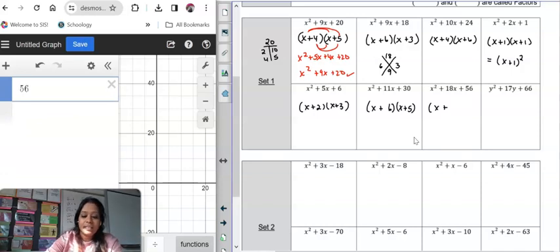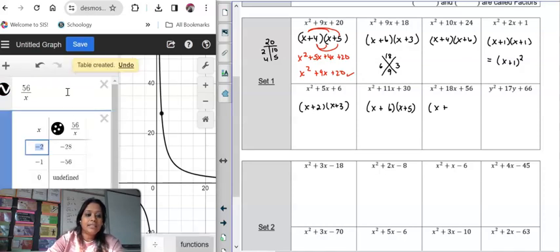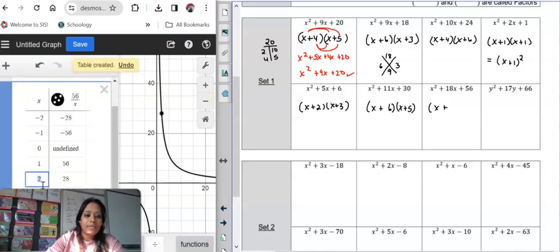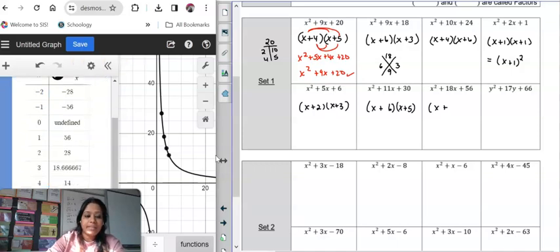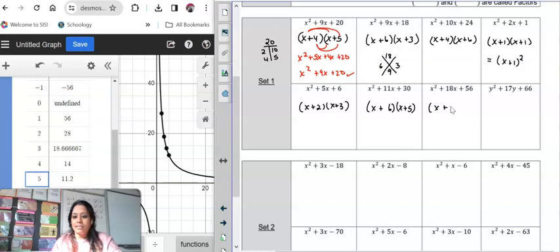So 56 divided by x, and then we're going to just press that, turn it into a table, and then press on the last button. We're looking for a sum of 18, okay? There it is, 4 and 14. Who knew? So x plus 4, and then x plus 14.